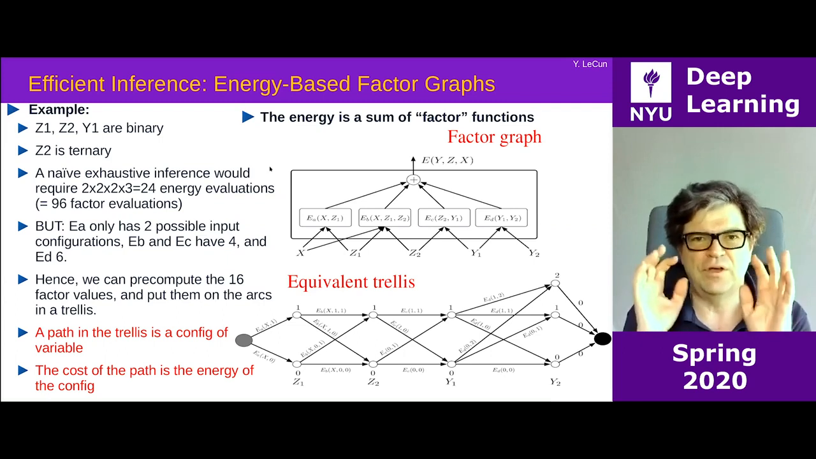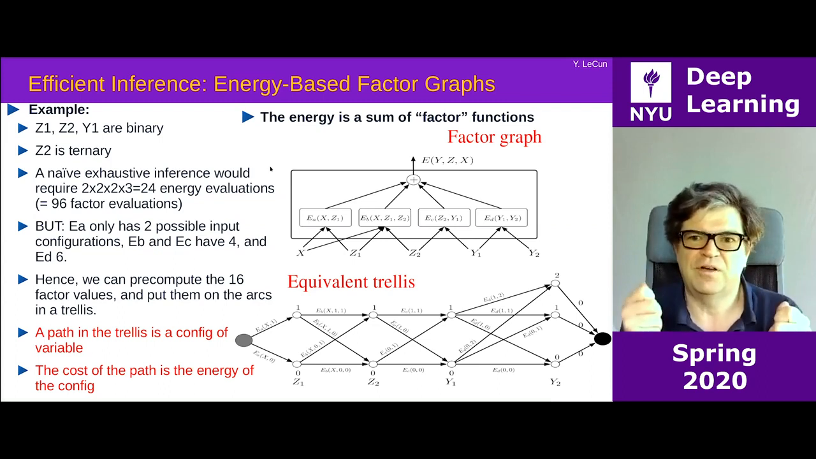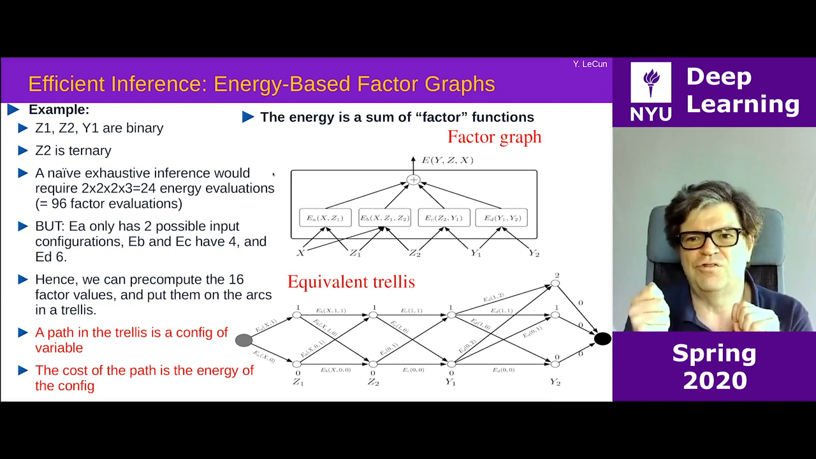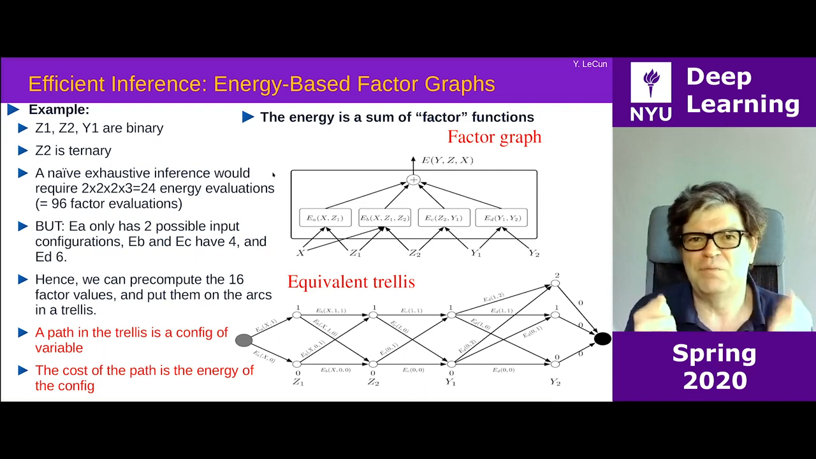In training mode, I give you an X and a Y. I don't give you Z ever, but I give you an X and a Y. Here is a training sample. The first thing you do is find a Z that minimizes the energy E of X, Y, Z, and you call that F of X, Y. The way you compute it is just min over Z of E of X, Y, Z.